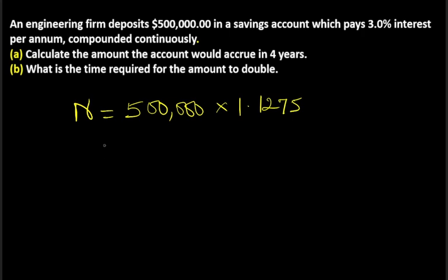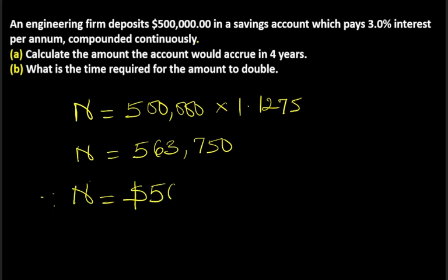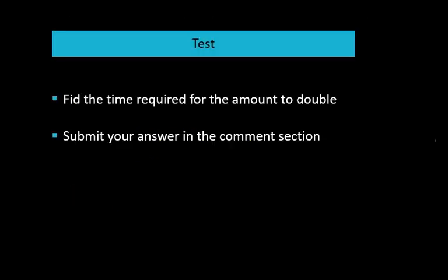If you multiply these two, you are going to have that your N will be equal to 563,750. Therefore, our amount N is equal to $563,750.